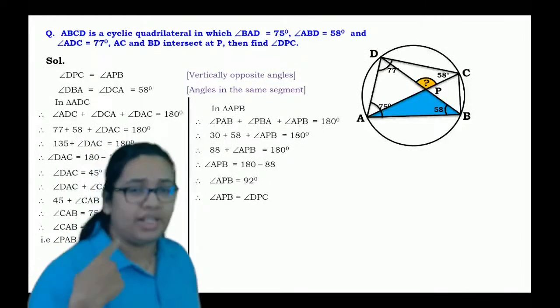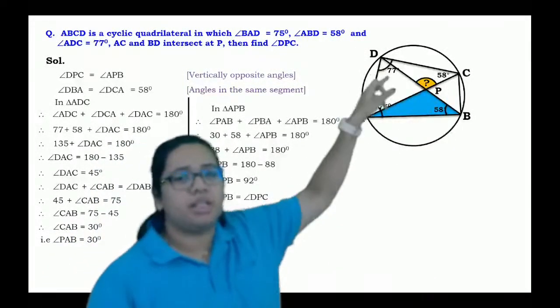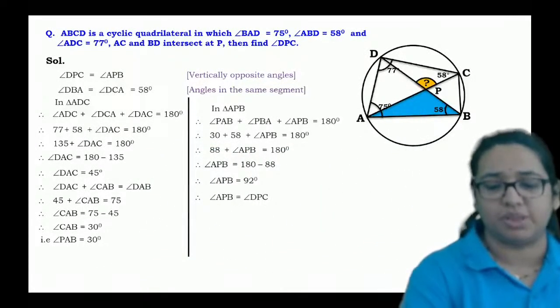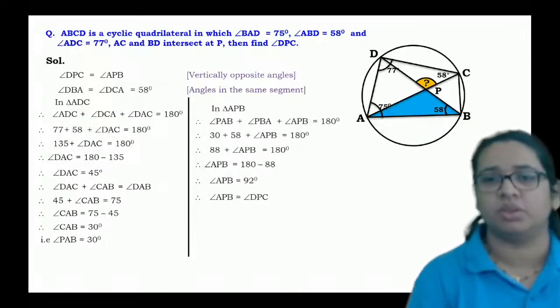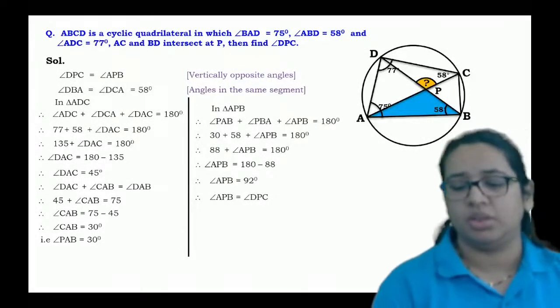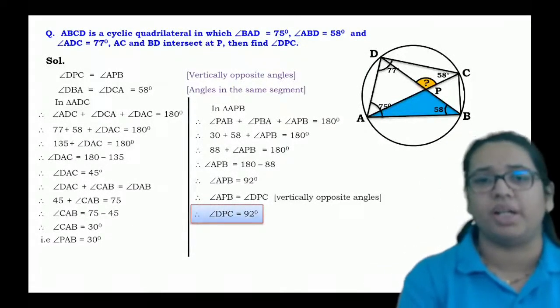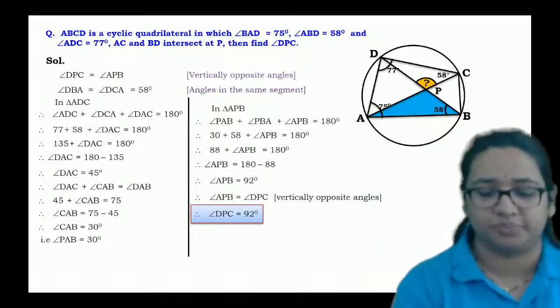So using that X factor rule, we can say that APB is same as DPC. Getting this one? So the final answer, that measure of angle DPC will be 92 degree. Good, Ghana, very good. Rajesh, very good.